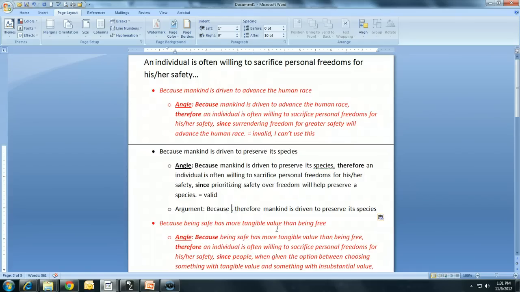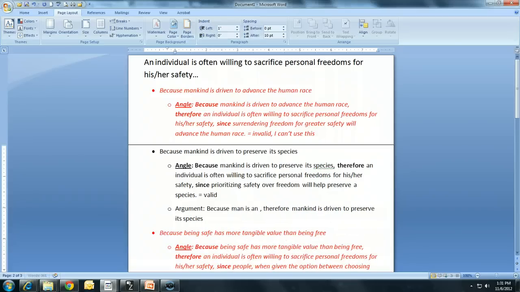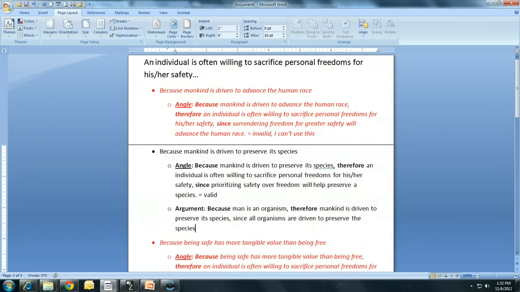I want to make the very basic biological argument here. Because man is an organism, therefore, mankind is driven to preserve the species. Since all organisms are driven to preserve the species. Cool. That is the shape that my argument's going to take.